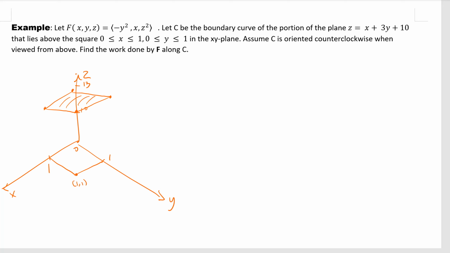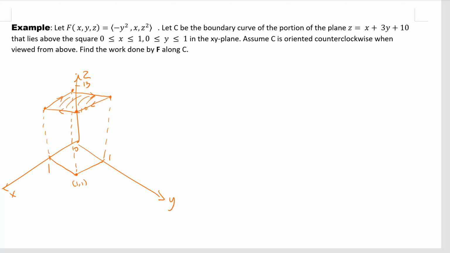Okay. But this guy is actually from here. This guy is from here. This is from here. Okay. All right. So assume the curve is oriented counterclockwise. So like this, and this orientation. Find the work done by F along C.